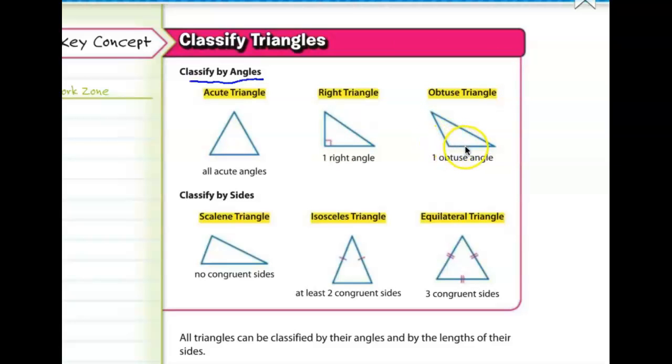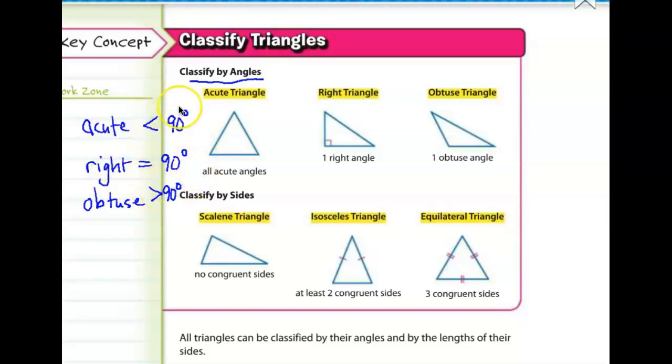Obtuse triangles have one obtuse angle. Go ahead and answer this question. How big is an obtuse angle? If you answered any angle that is greater than 90 degrees, you are correct. So basically, acute angles are always less than 90 degrees. And then we have right angles that are exactly equal to 90 degrees. And then we have obtuse angles that are always greater than 90 degrees.